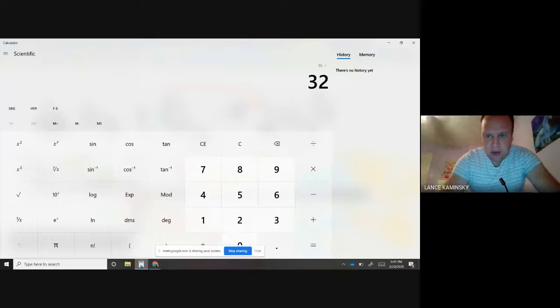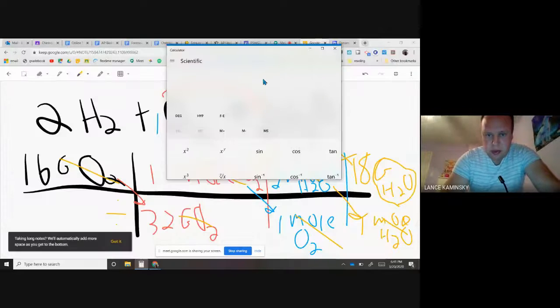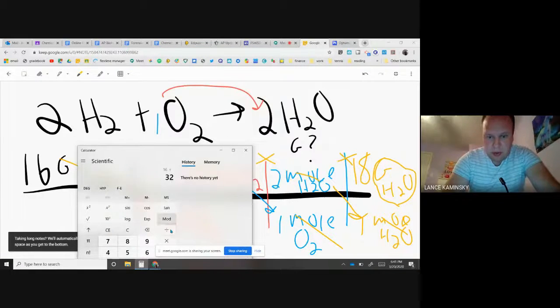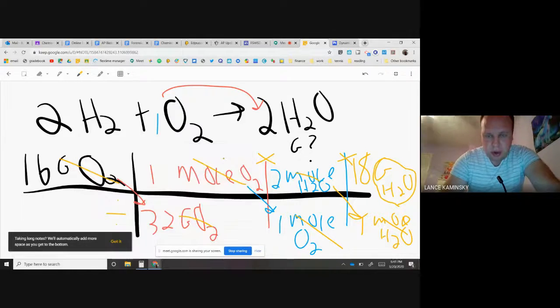16 divided by 32 times 2 times 18. And you get 18 grams of water. Okay? So again, to go from grams to grams, you got to first find the moles of what I'm given. Next, the mole to mole ratio, and that's based on the balanced chemical equation. And finally, get the molar mass of what you're looking for. Multiply the tops, divide the bottoms.